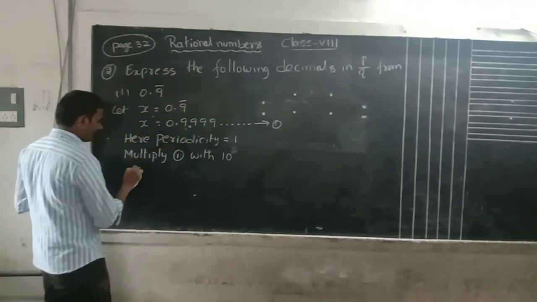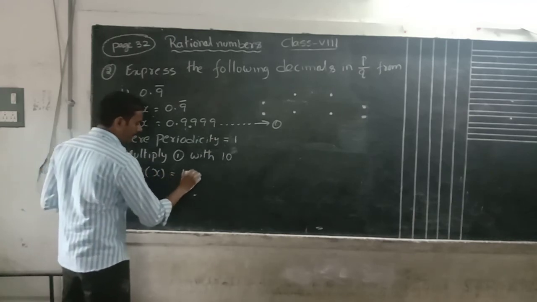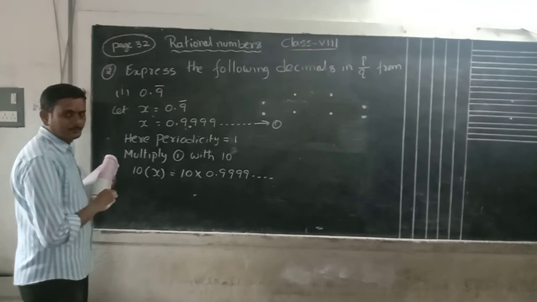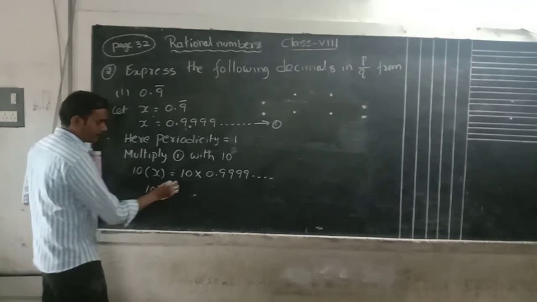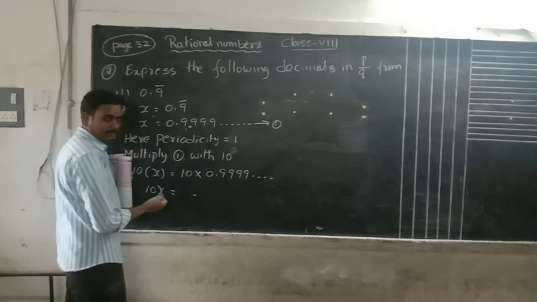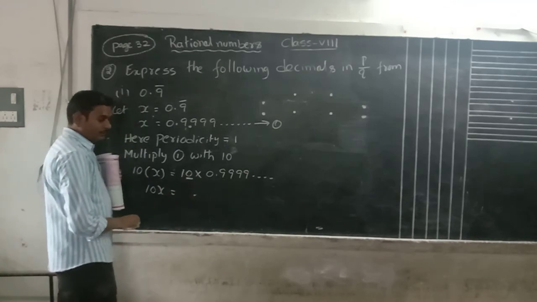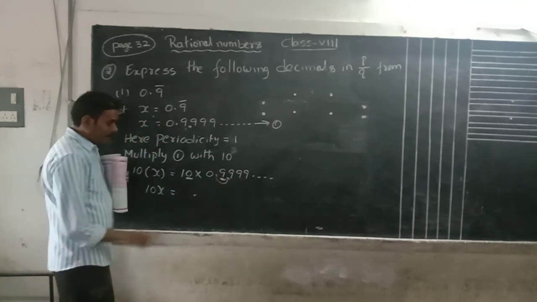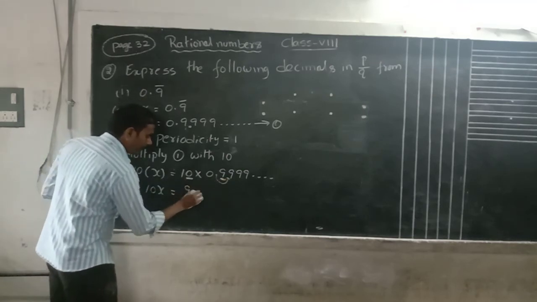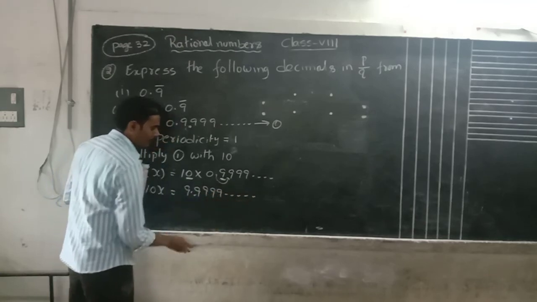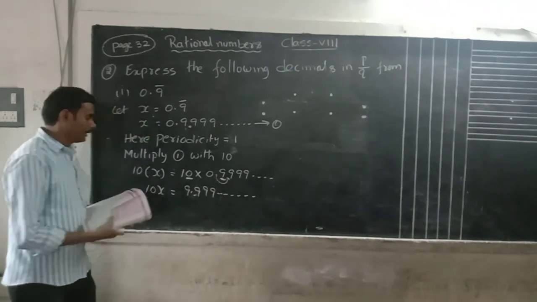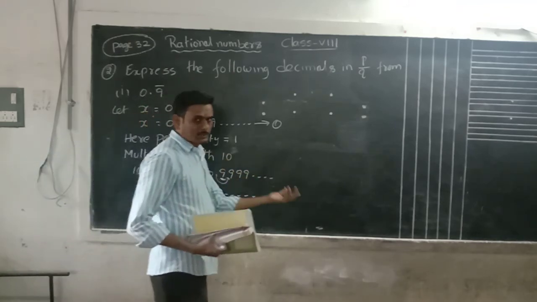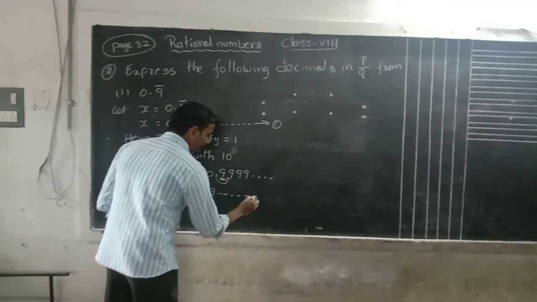Now multiply 10 into x equals 10 into 0.9999 and so on. 10x equals 9.999 and so on. With one zero, the decimal point will move one step towards the right side; the number of zeros is the number of steps it moves. So we get 9.999 and so on. This is equation 2.